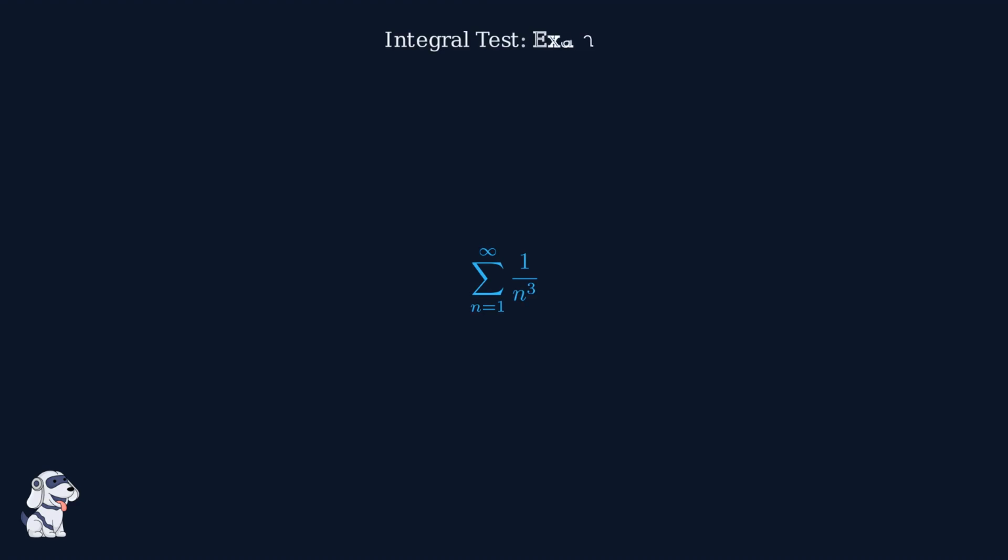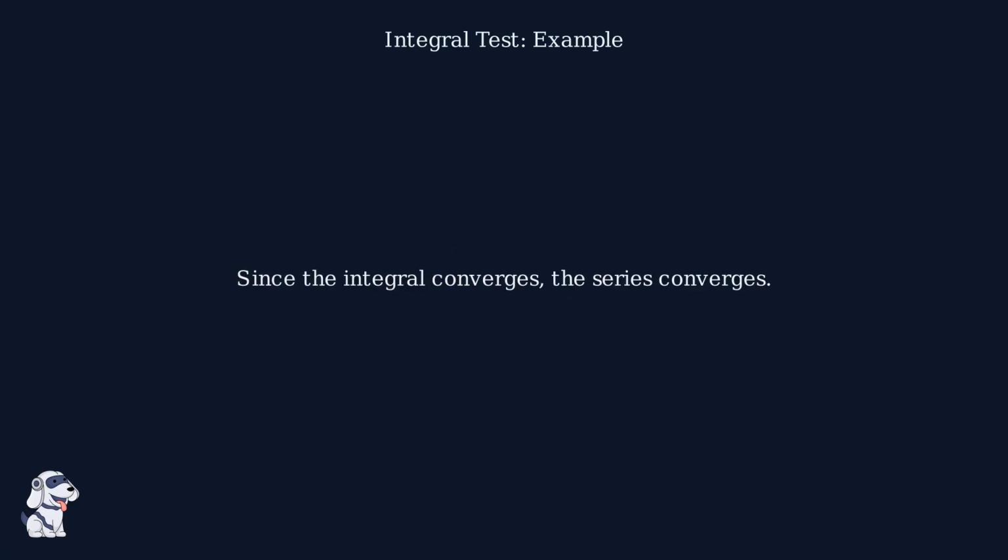We are evaluating the convergence of the infinite series of 1 over n cubed. For the integral test, the corresponding function f of x equals 1 over x cubed must be positive, continuous, and decreasing for x greater than or equal to 1. We now set up the improper integral from 1 to infinity of x to the power of negative 3. Evaluating the integral as a limit, we find the antiderivative is negative 1/2 x to the power of negative 2. Applying the bounds results in a finite value of 1/2. Because the improper integral converges to a finite value, the infinite series must also converge by the integral test.